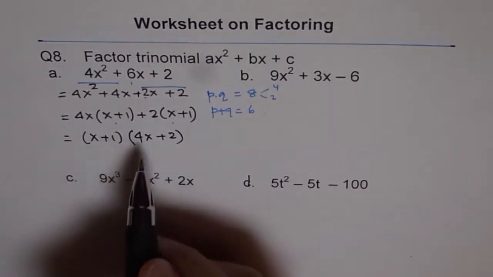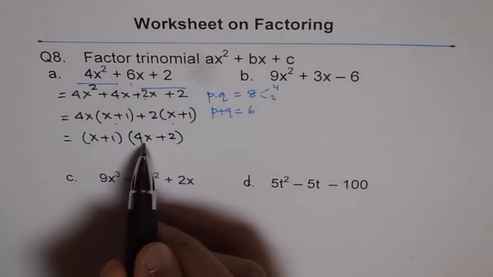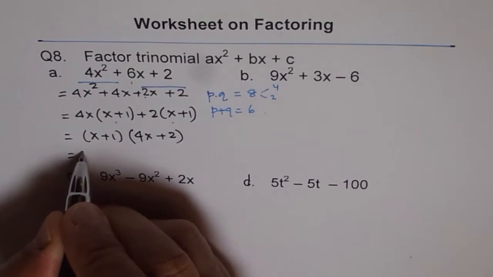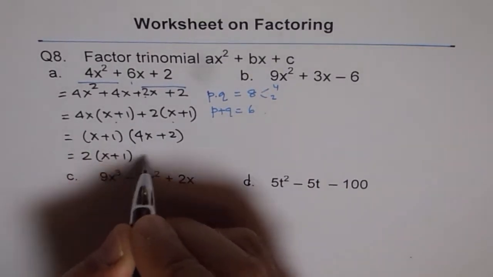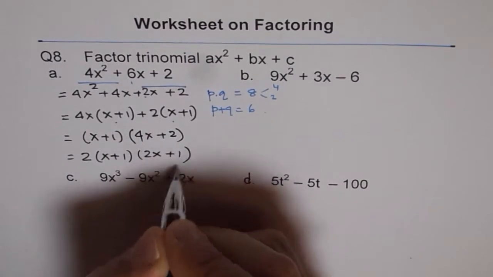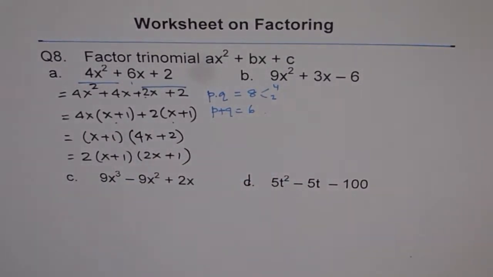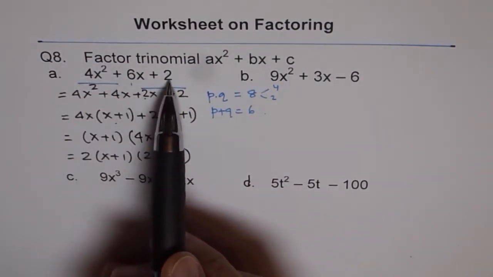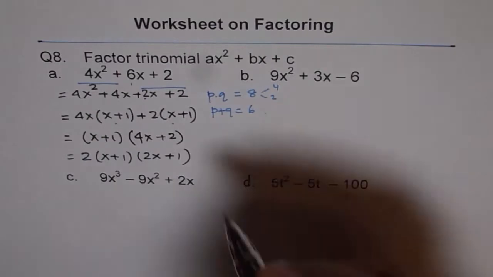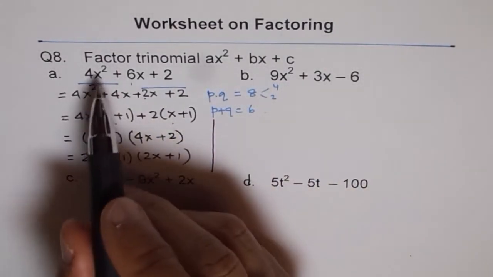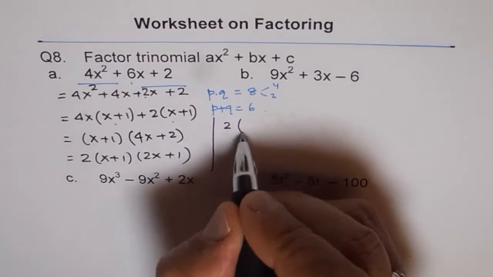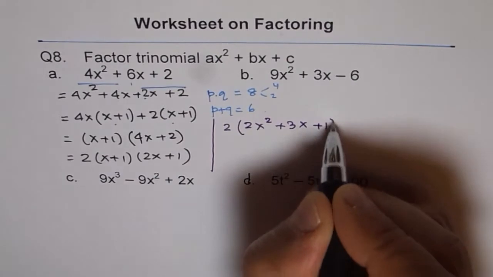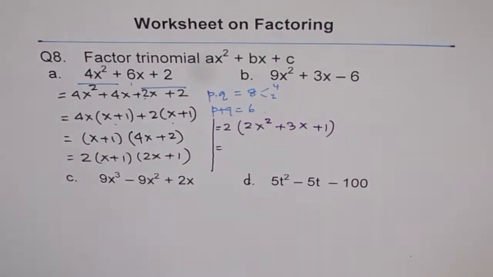But remember, here we still have a common factor of 2. So don't stop there. Take that 2 common. So we get, and better write it in front, 2 times x plus 1 times 2x plus 1. Now, we could have done it in a different way also. That is, we could have taken 2 common right in the beginning, correct? So let me show you that. What we could have done here is, if you take 2 common, then you get 2 times 2x squared plus 3x plus 1, right? Now, that simplifies it further.